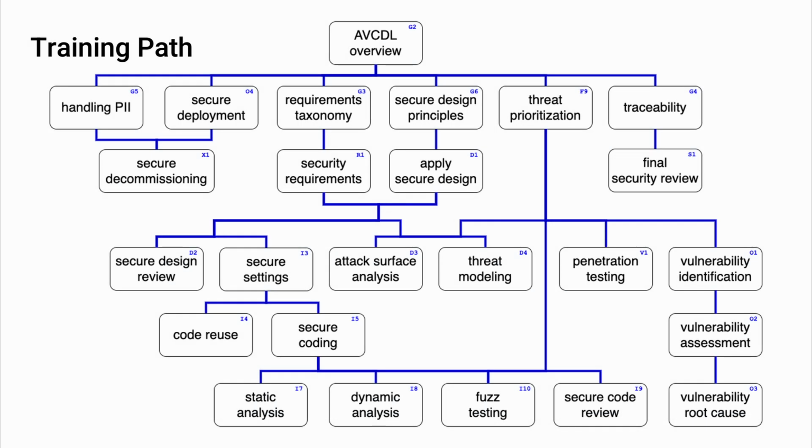This diagram shows the overall AVCDL training path. If you're taking this training, it's assumed that you've already completed the AVCDL overview training, and additionally, that you've completed the Requirements Taxonomy, Security Requirements, Secure Design Principles, and Apply Secure Design. This training will cover secure settings.